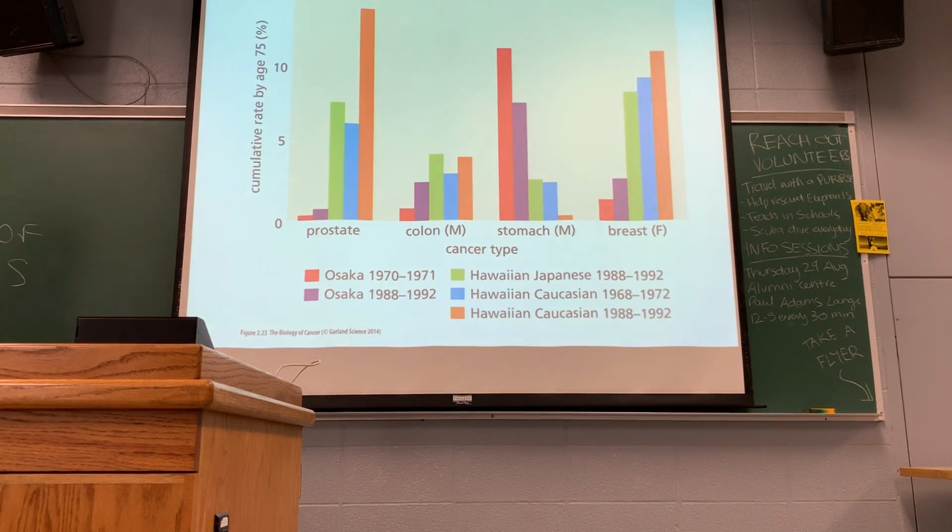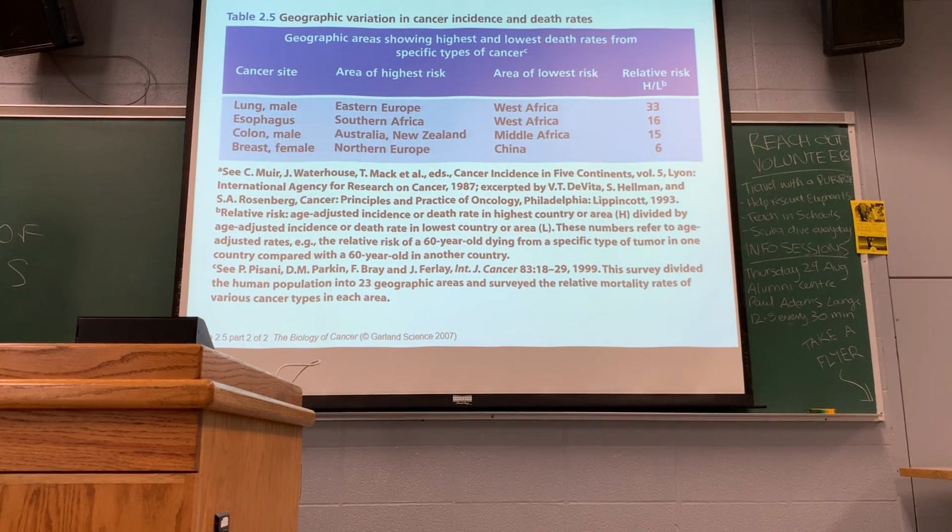Okay, so when we look at this data, it suggests that there's some component that isn't simply either you've inherited a mutation in your DNA that's going to lead to cancer, or you have just this acquiring of mutations during DNA replication, during cell proliferation. Okay, so what we're talking about basically is environment.